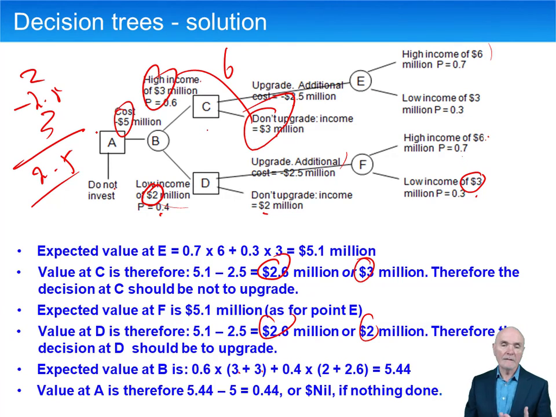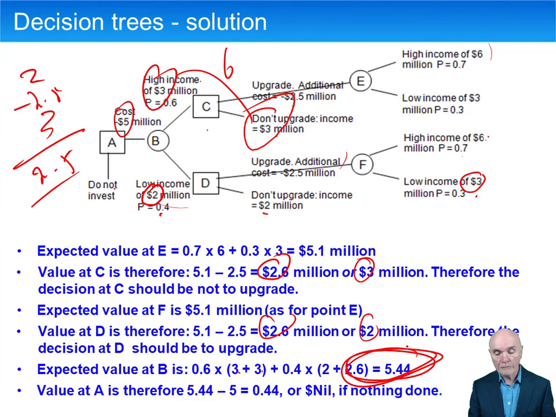So again, it suffers from the old problem of just simple expected values. We're really having income here going from 2 million at the lowest to 6 million at the highest, but that's kind of been lost in this expected value of 5.44.